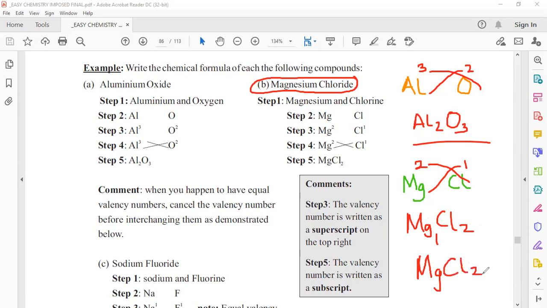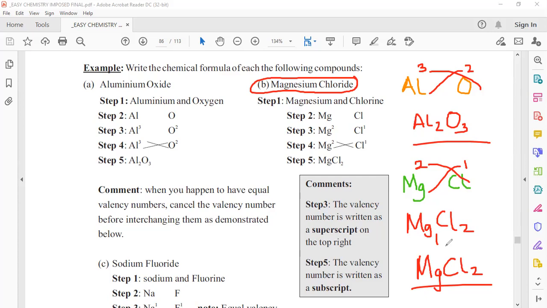Cl2. So this is what we call magnesium chloride. When you're writing these chemical formulas, the emphasis is on the atomic symbols. Ensure that you copy the atomic symbols the way they are. If it's a capital letter, a small letter, just follow them the way they are represented on the periodic table.